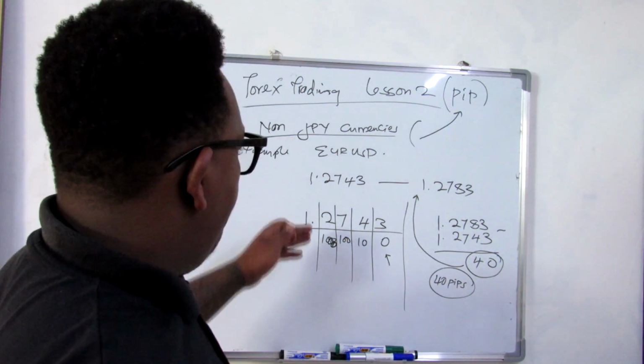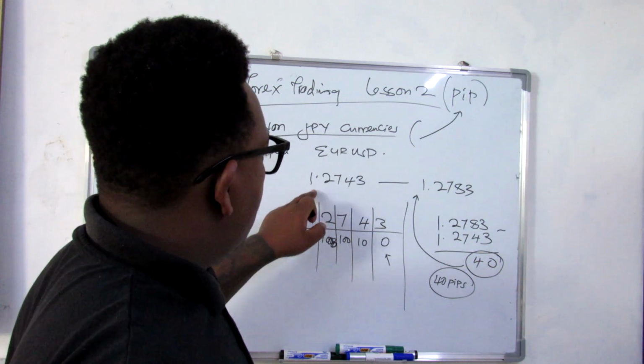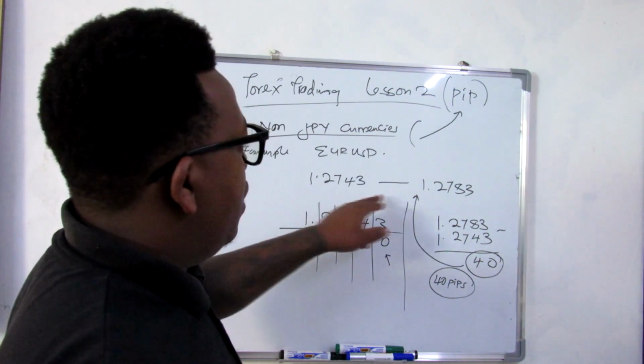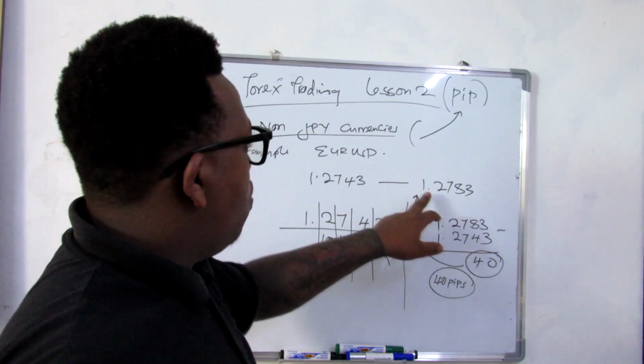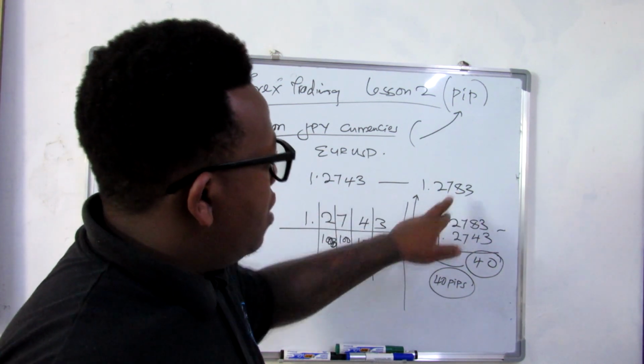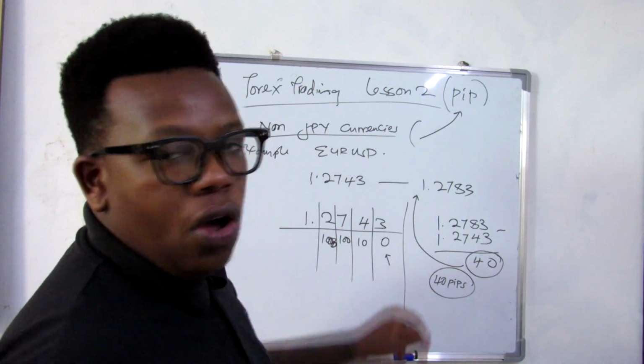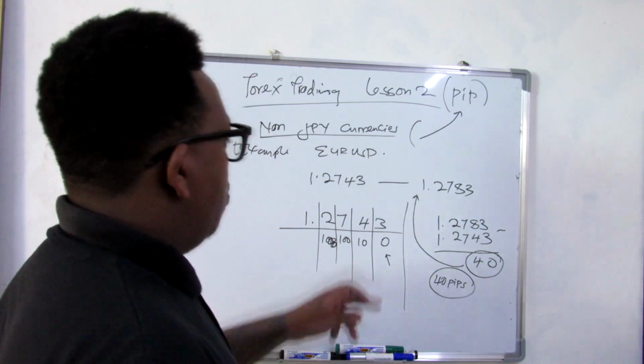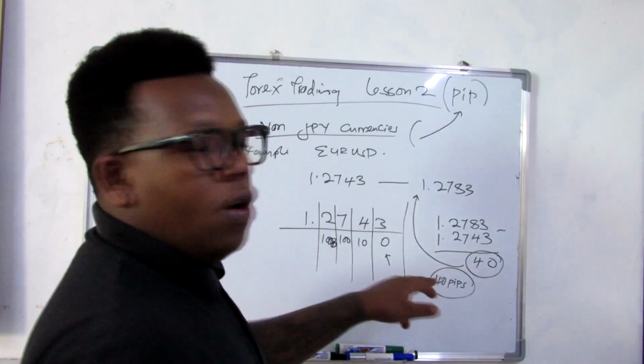Hopefully that's clear. So if the market initially was at 1.2743 and now the current market position is 1.2783, how you calculate the pips is just you get the difference of the two and you'll be good. So basically this market moved 40 pips.